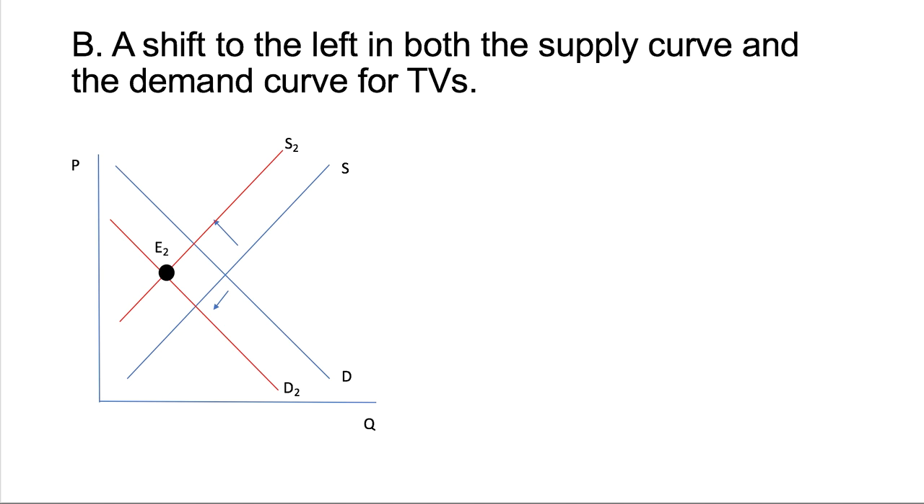The new supply curve is labeled S2, and the new demand curve is labeled D2, and the new equilibrium price is labeled E2. From this graph, we can see that a slight shift in both the supply and demand will result in no change in price for TVs.